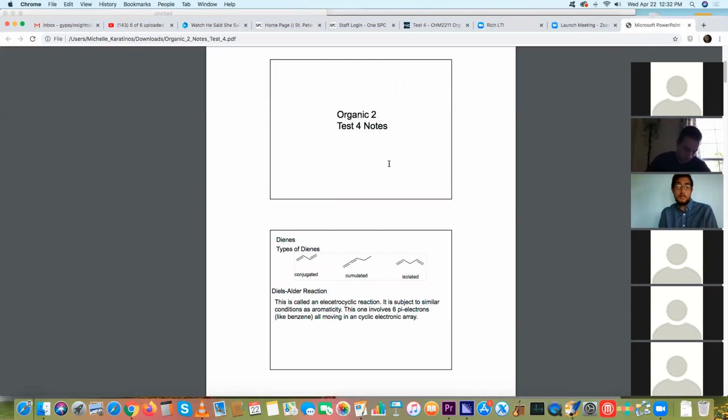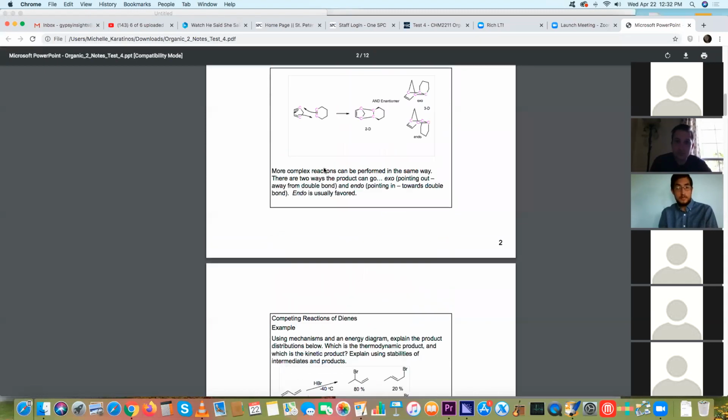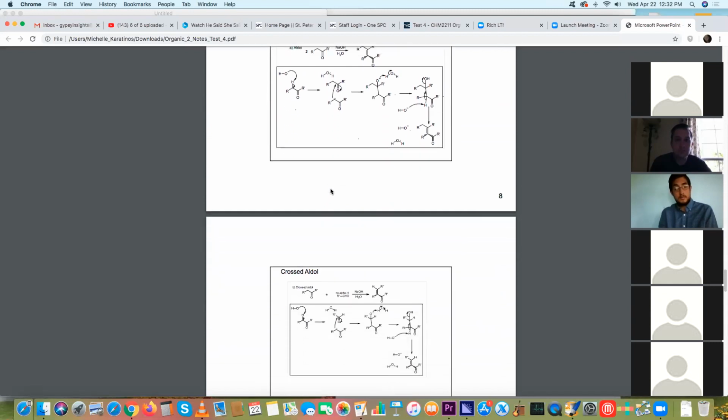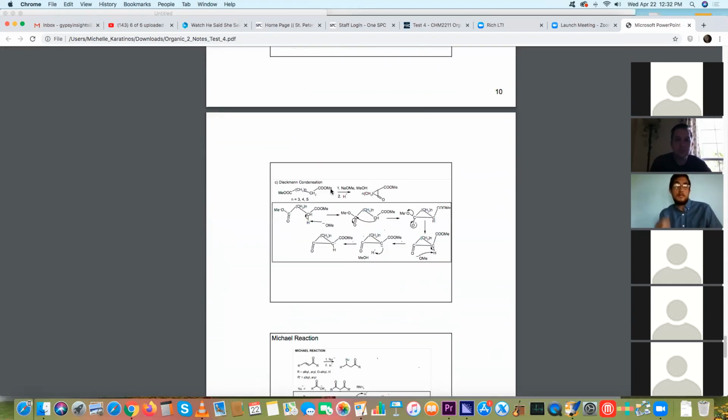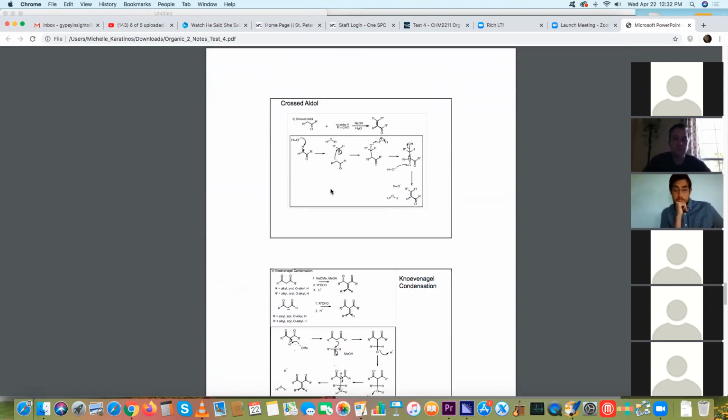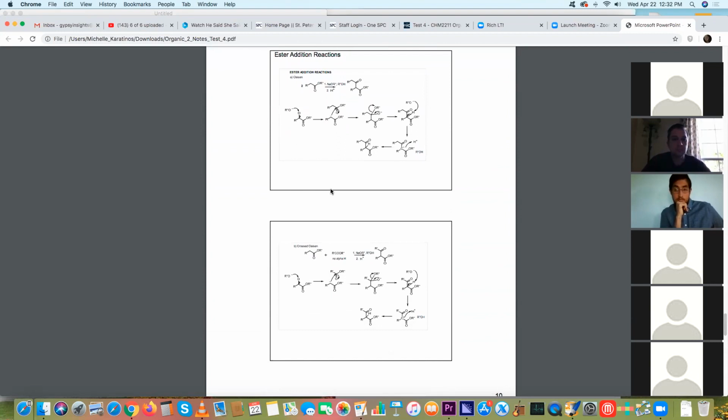Now, just to give you an idea of the kind of reaction we're talking about here, let's see if I can get there. Here we go, ester addition reactions. So this is the Claisen condensation that I'm talking about here. And that's distinct from a crossed Claisen condensation, because a crossed Claisen condensation involves 2 esters, but they're going to be different. And one of them doesn't have an alpha hydrogen on it.